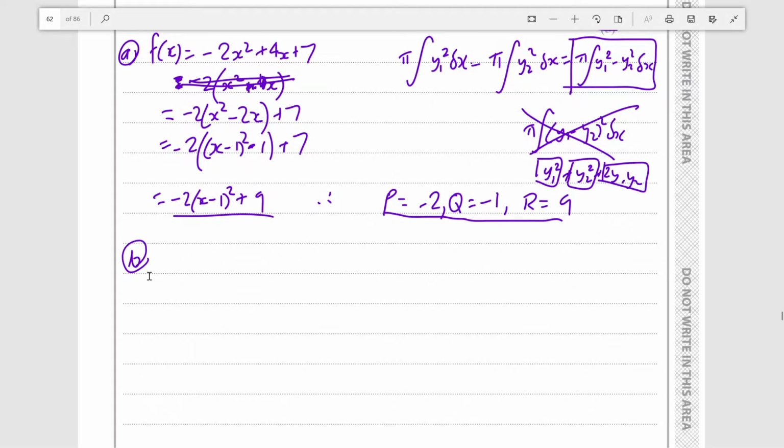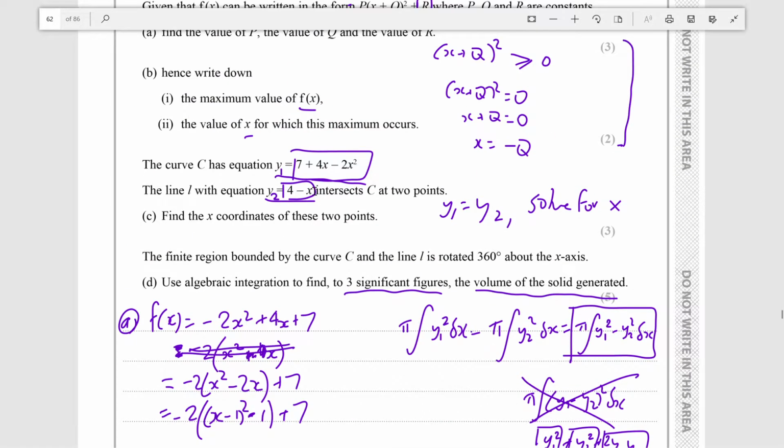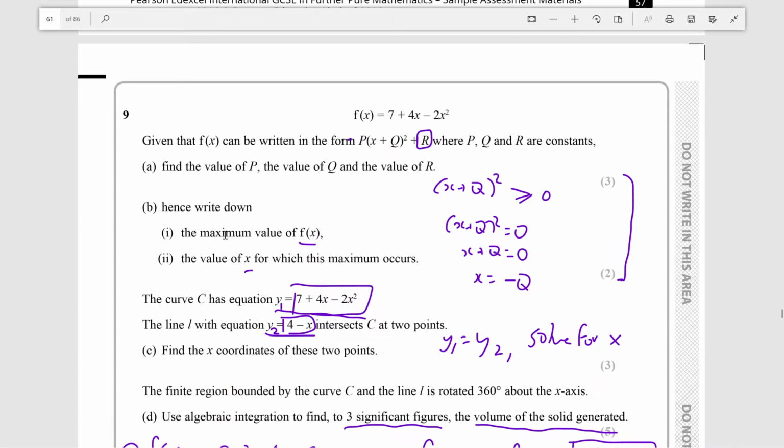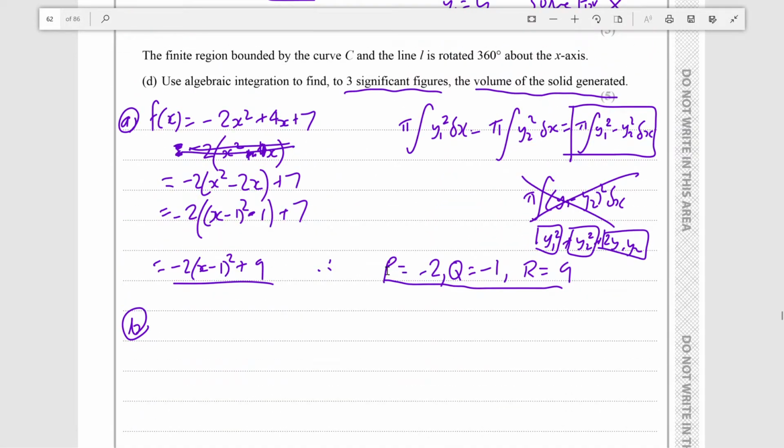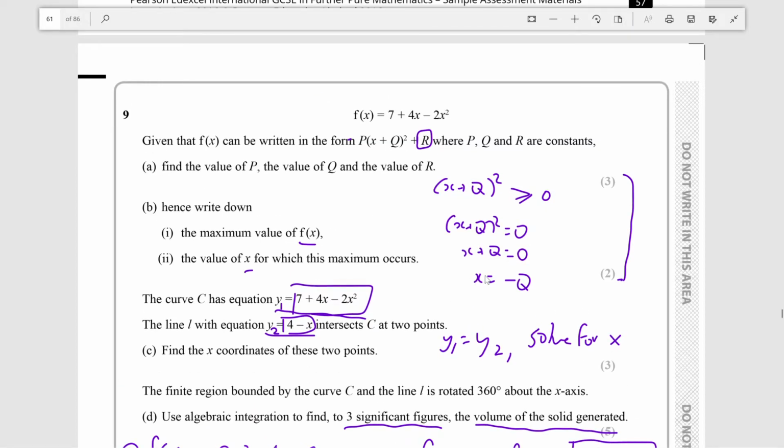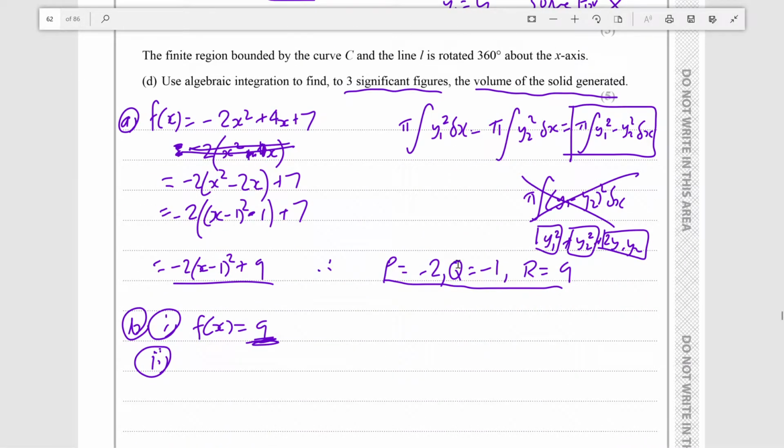Now, let's get started with part B, and hence write down the maximum value of f(x). So we know the maximum value of f(x) would be r, so the maximum value of f(x) would be 9. And then the value of x for which this value occurs. So we already proved earlier that x would be equal to negative q at this point. So negative 1 is positive 1, so x is equal to 1.